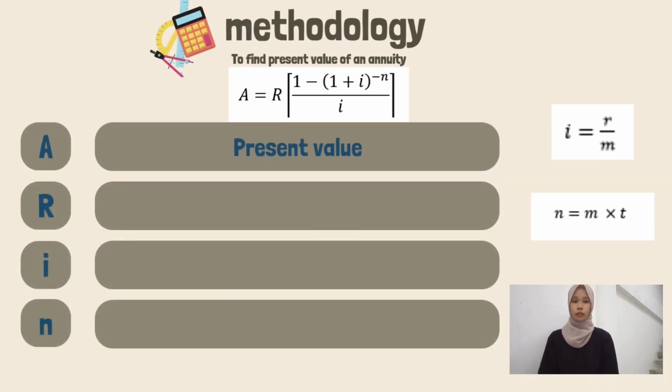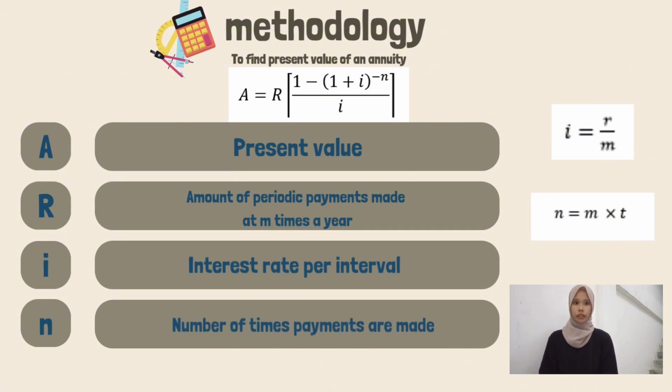Next, to find the present value of an annuity, use a different formula. The formula is A equals R open square bracket 1 minus open bracket 1 plus i close bracket power of minus n per i close square bracket. A is the present value, R is the amount of regular payment made m times a year, i is the interest rate per interval, n is the number of times payments are made. The meanings of R, m, and t are the same as in the future value.